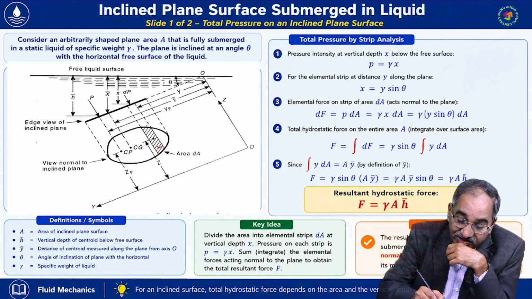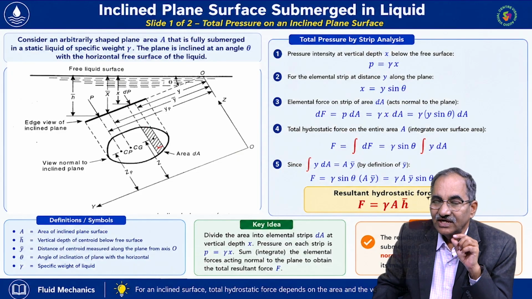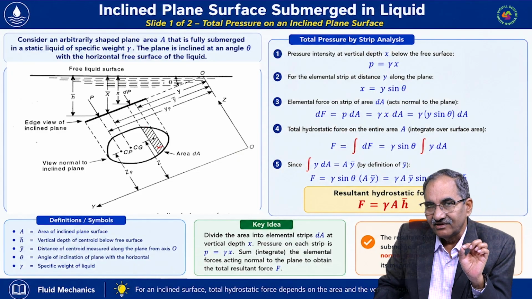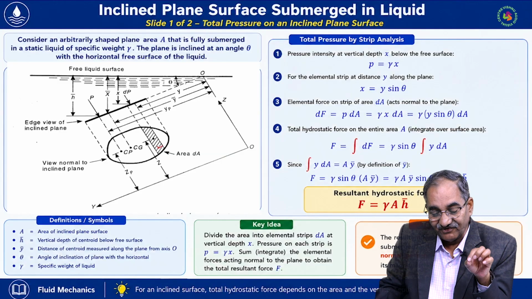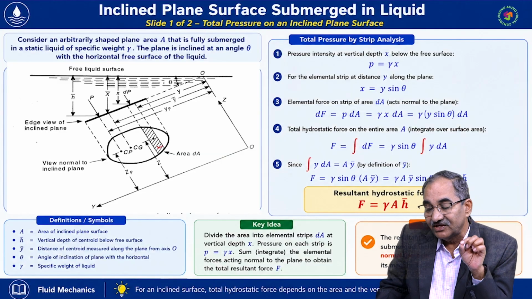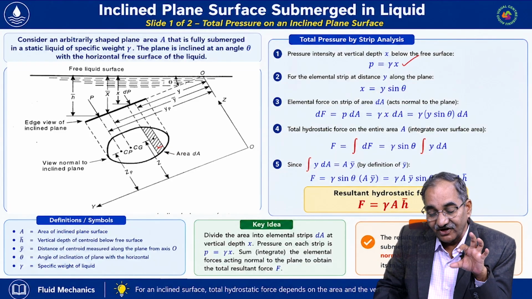So what is the pressure at this point? That pressure dP is equal to gamma into x, where x is the vertical distance from the free surface. So the pressure dP is equal to gamma x. That is the first thing.